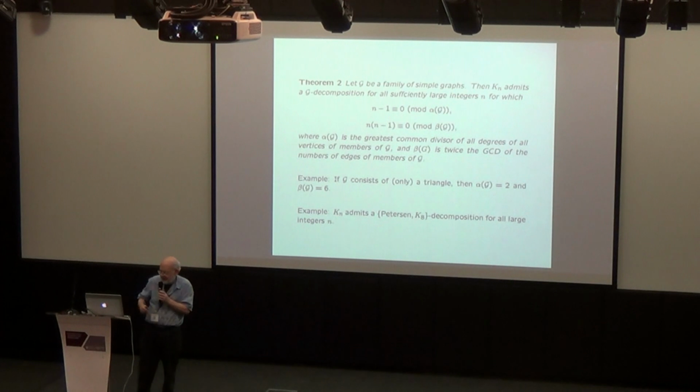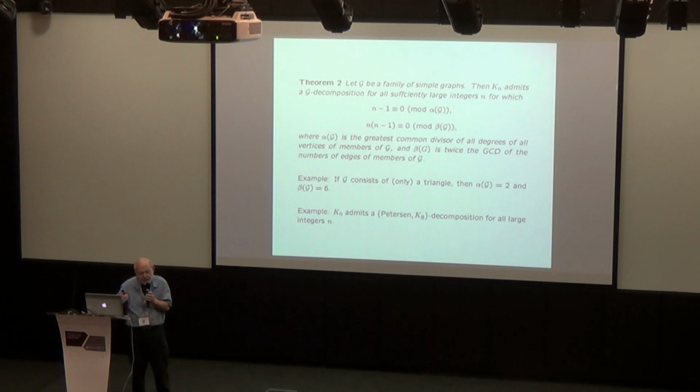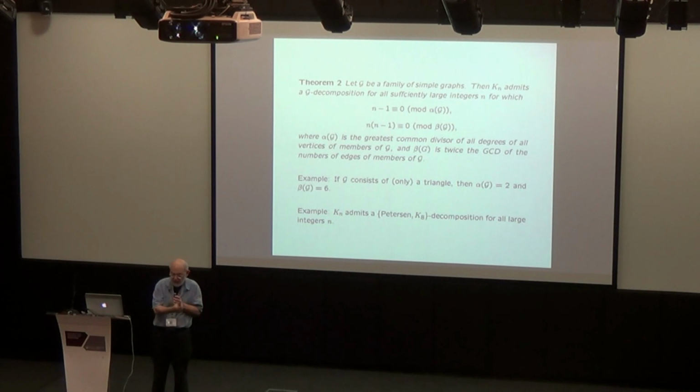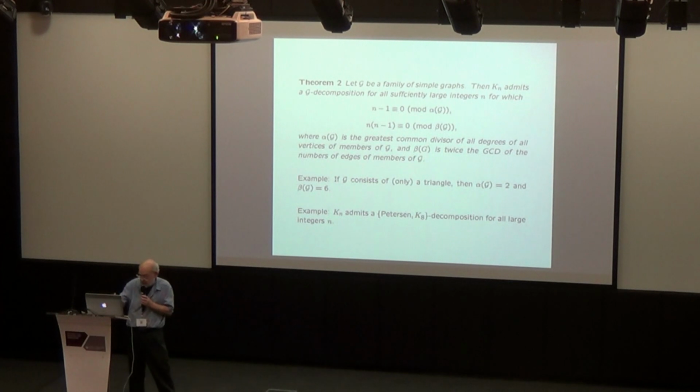I don't know when. But the problem is to determine that the previous theorem is meaningless unless we know what these numbers a and b are. And in this case, they're functions of script G. And here I call them alpha of G and beta of G. And here's what they are. Alpha of G is the greatest common divisor of the degrees of all vertices, and beta is twice the greatest common divisor of the number of edges.